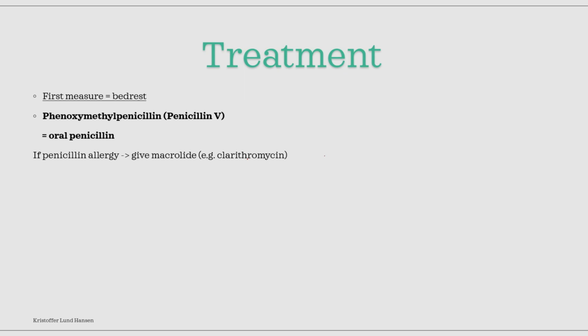A first treatment to initiate is that the patient should be advised to get as much bed rest as possible. This is especially important if the patient is suffering from pancarditis. The most important treatment to initiate is penicillin V, which is normal penicillin taken by mouth. This is important as if you eradicate the GAS infection, the production of antibodies will after some time stop. So if you stop producing antibodies, there will be no more antibodies to target our own tissues, and then the inflammation will stop. If the patient has an allergy against penicillins, any macrolide like clarithromycin will suffice.